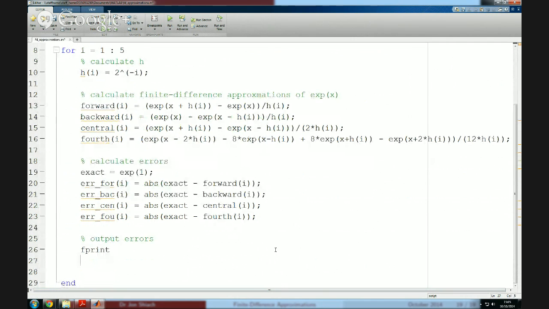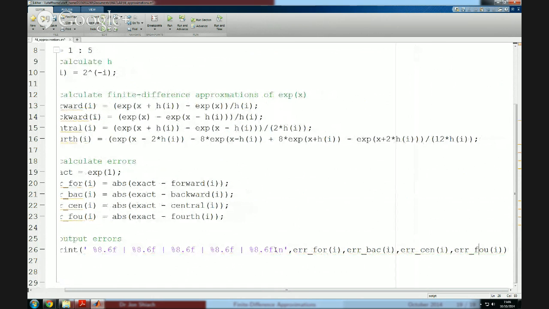Okay, if you can see that down there. Print F. Okay, what have I got? I'm going to start off with outputting H. So let's say 8.6 F. 8.6 F. So I need four of these for each one of the: forward, backward, central, and fourth. So then I've got error forward, error back, error central, and error fourth.